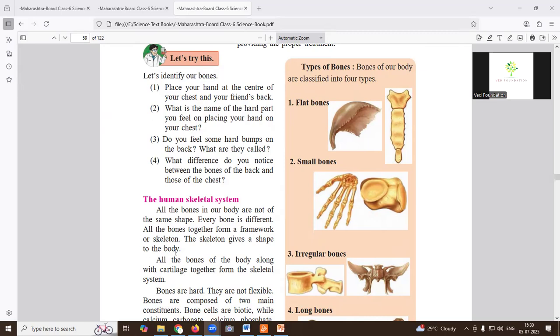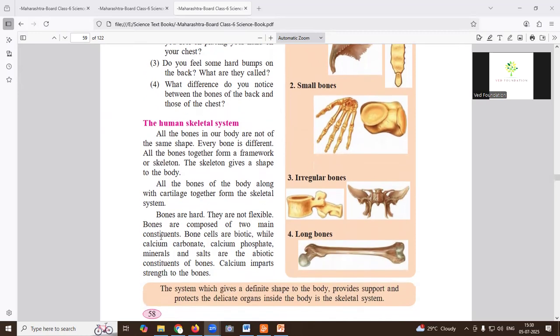Human body में जो bones है, all bones are not similar. They are different in size and shape. तो सारे के सारे bone together form एक framework. जैसे कि umbrella has metal framework, and this metal framework gives umbrella its shape. Like that, skeleton gives a shape to a body.